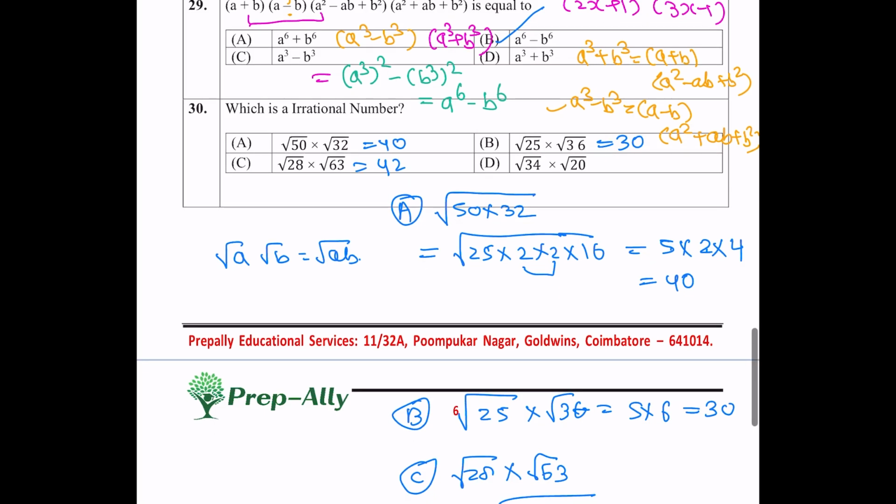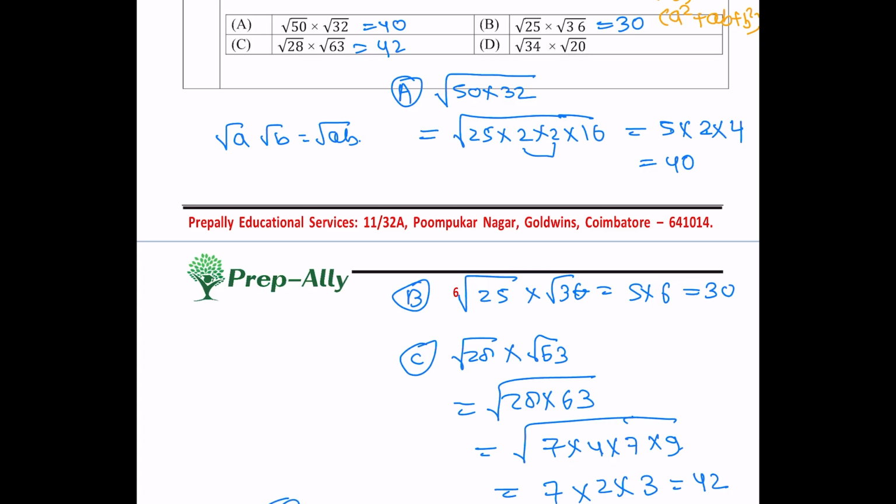Now for option D, we can write 34 into 20. Again 34 we can write as 2 into 17, and this one we can write as 5 into 4. The square root of 4 is 2, but inside, 5 times 2 is 10 into 17, which is 170. So here we are not getting any rational value. So the correct answer is option D. So this is the solution for the PATH exam, from 8 going to 9.